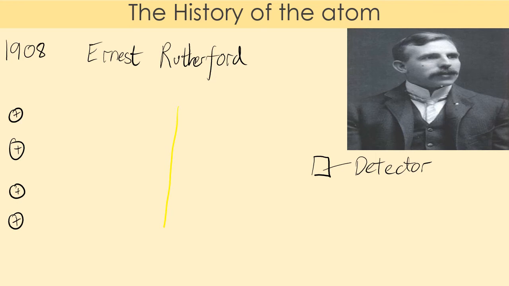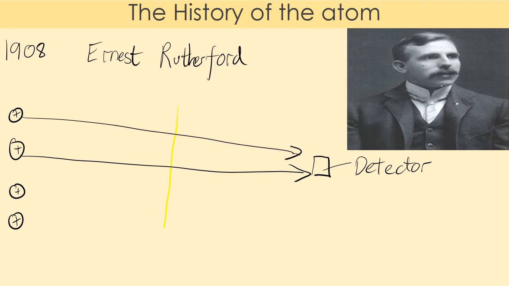And indeed, some of them did pass through. They went straight through and got detected. In fact, a lot of them went straight through and got detected. Some of them, however, got deflected off at a very strange angle. And some of them, instead of being deflected off, just came straight back the way they went. And this confused them. So they decided to try and work out what was going on.